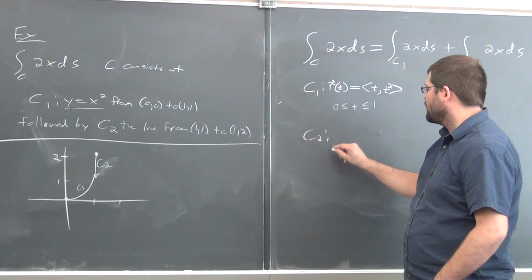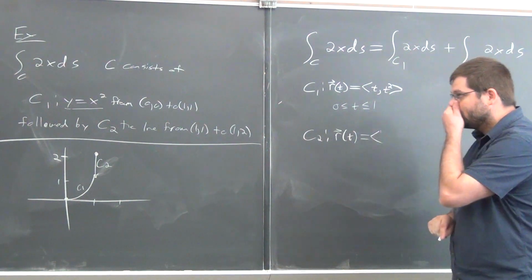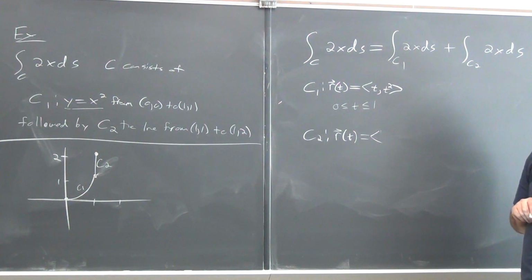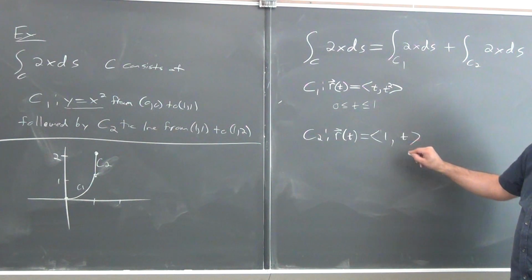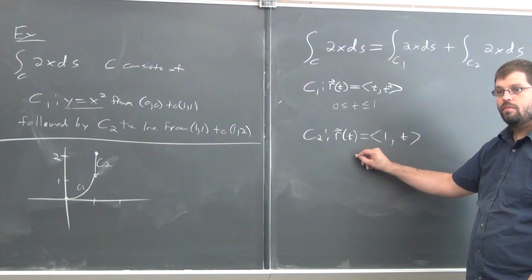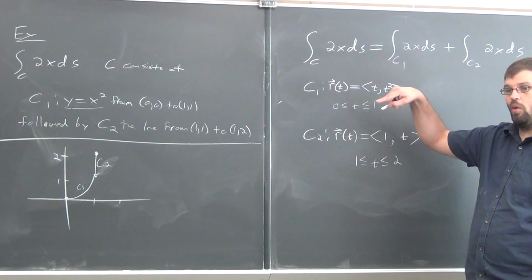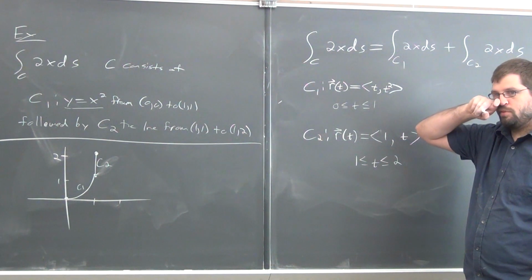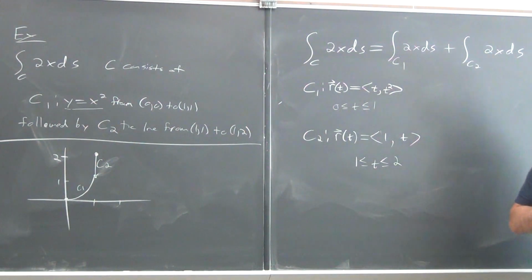How about a parameterization for C2? What's your x value every time? It just stays 1, right? And then your y value, you could call it t, and then where does it go from? From 1 to 2, because you're starting at (1, 1). Does that make sense? You could have called it t plus 1 and gone 0 to 1, or any other variant of that. It won't make a difference.